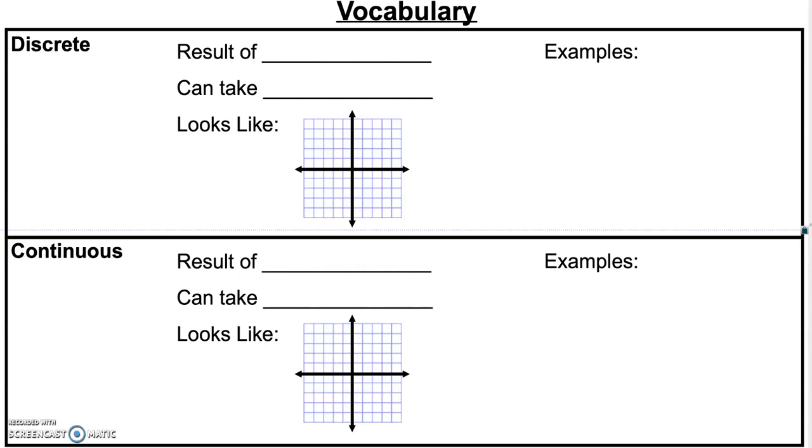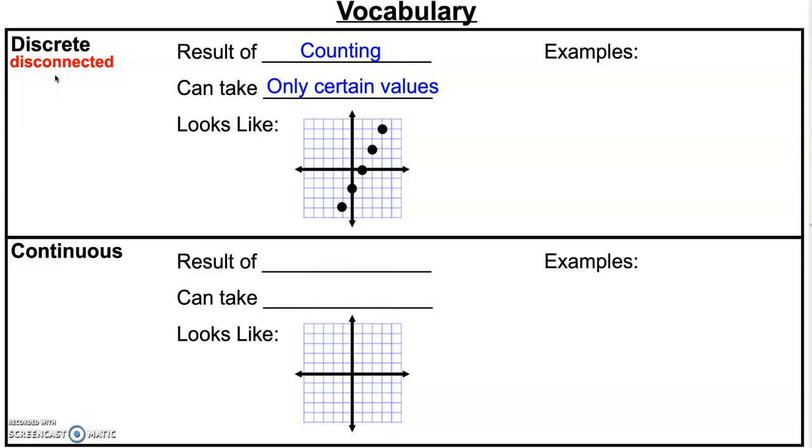Alright, so we're going to go over what discrete and continuous are first. Discrete is a result of counting. We can take only certain values, because if we count on our fingers, that's only numbers like 1, 2, 3, 4. We don't have any values in between those. On the graph, it would look like just independent points from one another. Notice how they're not connected. And that's a way you can remember what discrete is. Discrete is a graph of disconnected points.